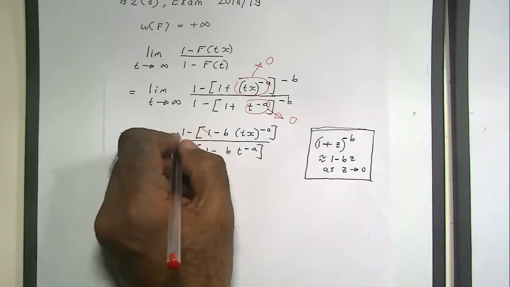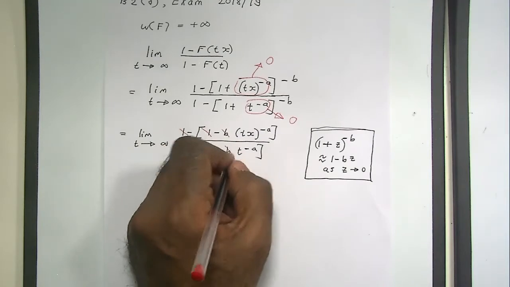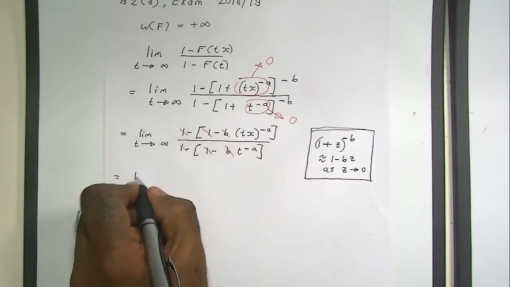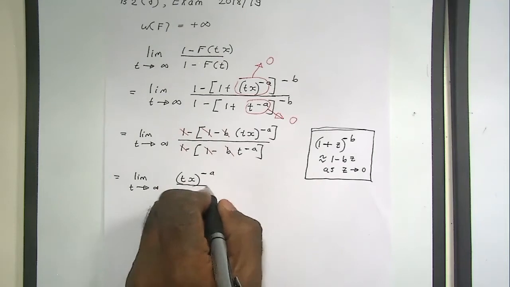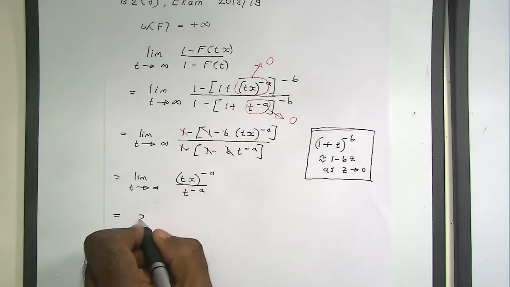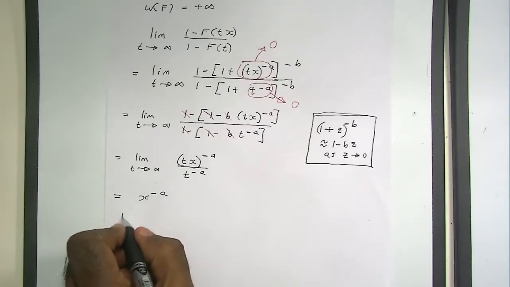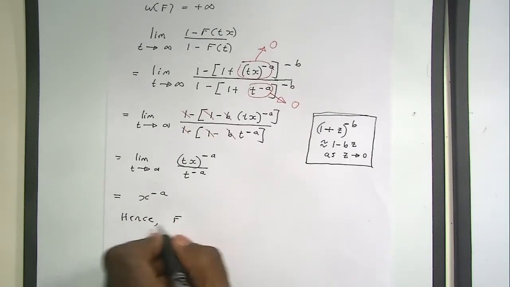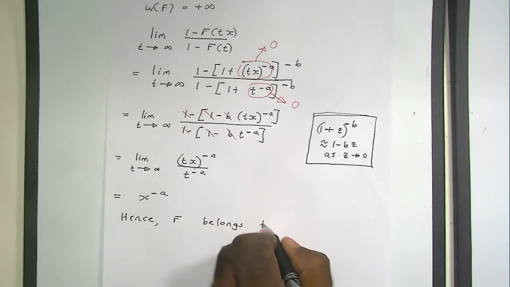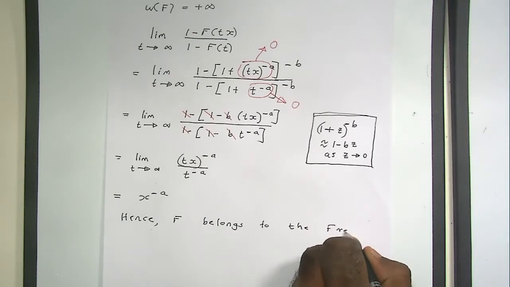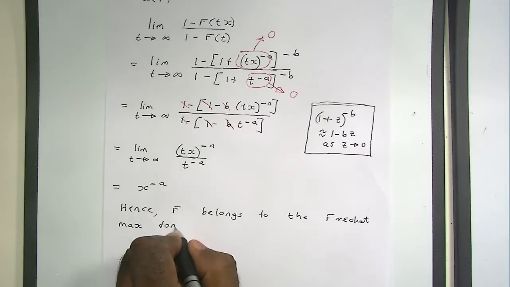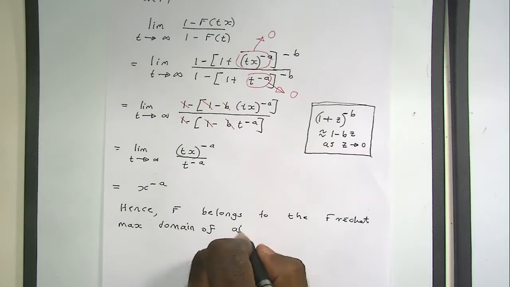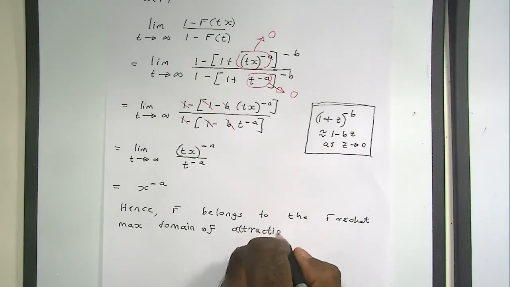So the 1 and the 1 will cancel, and the b will also cancel, so you get the limit as t goes to infinity of tx power minus a divided by t power minus a, which is x to the power minus a, right? Hence... Okay, is that clear?